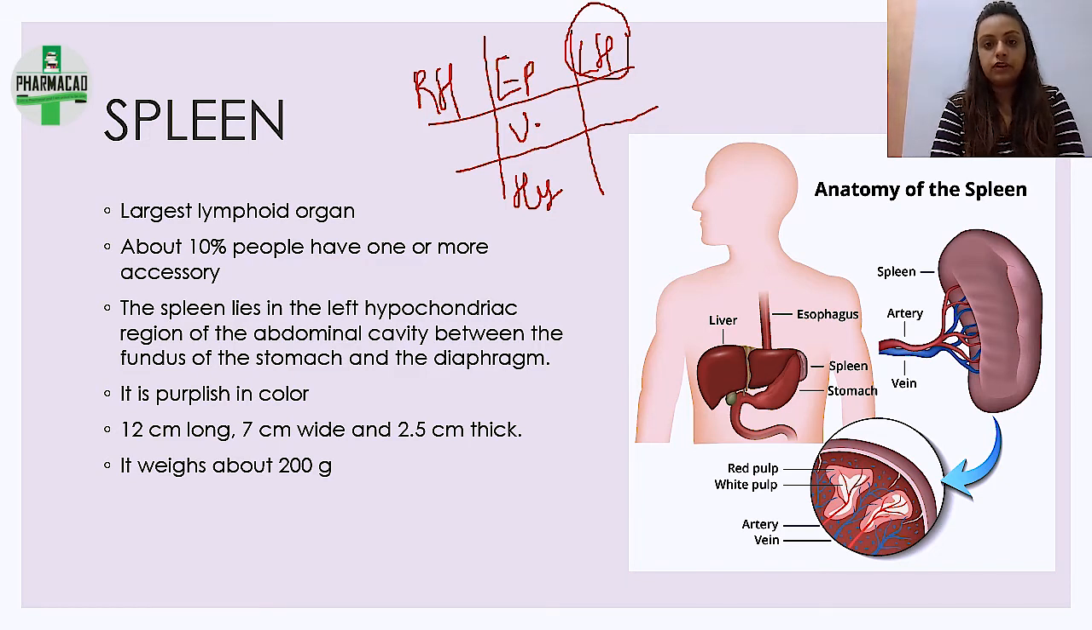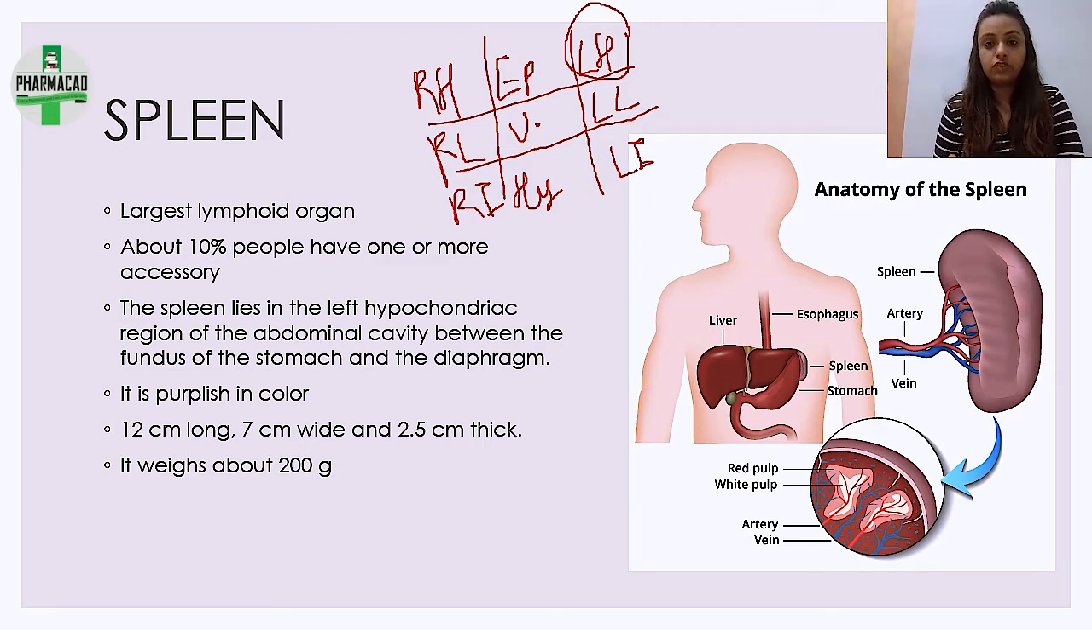Right? Then we come lower. This is left lumbar region and this is right lumbar region. Fine. And the last हमारा जो बचा है ये left iliac fossa and this is right iliac fossa. I hope this is clear. This is a little tricky but you will understand later.